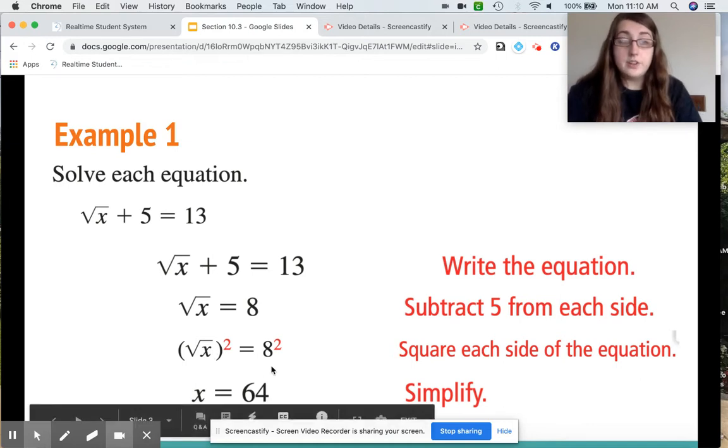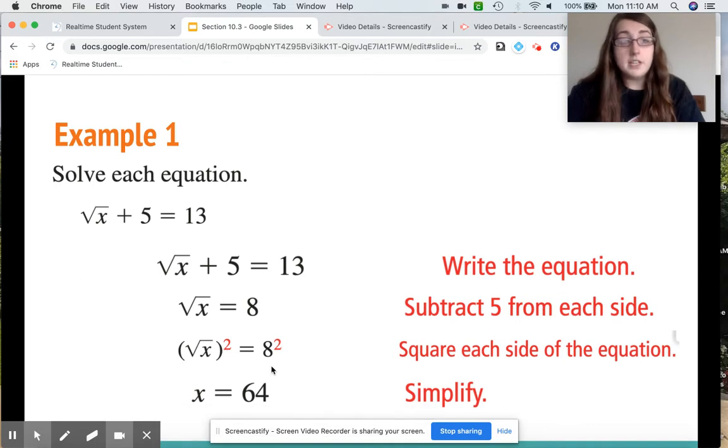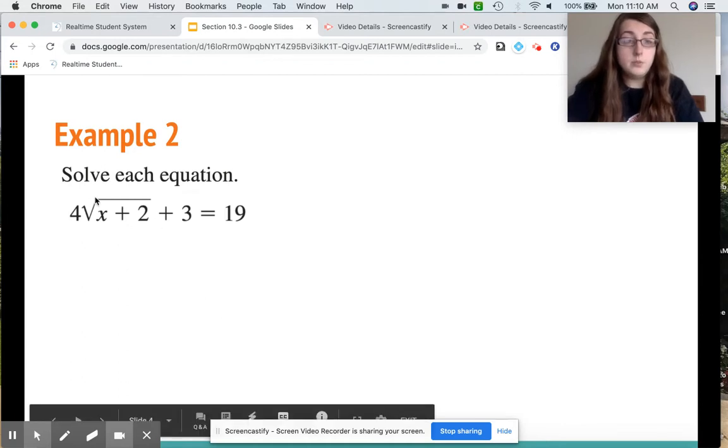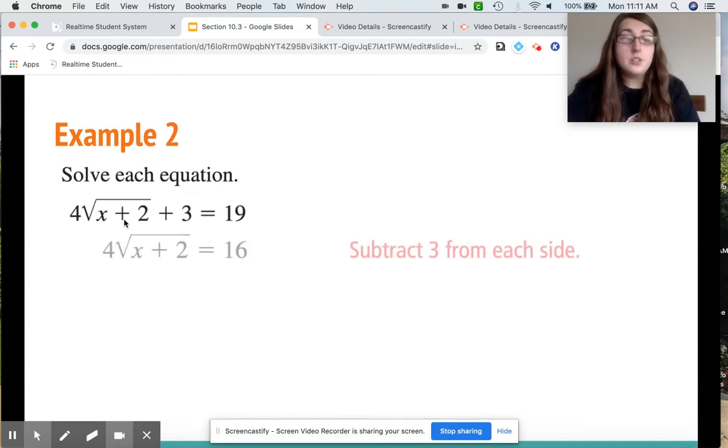So again, you're isolating your radical, and then from there, you're squaring both sides or you're cubing both sides. So again, before you can square both sides, you need to isolate this radical. So we are going to subtract 3 from both sides. So 19 minus 3 is where we're getting 16.